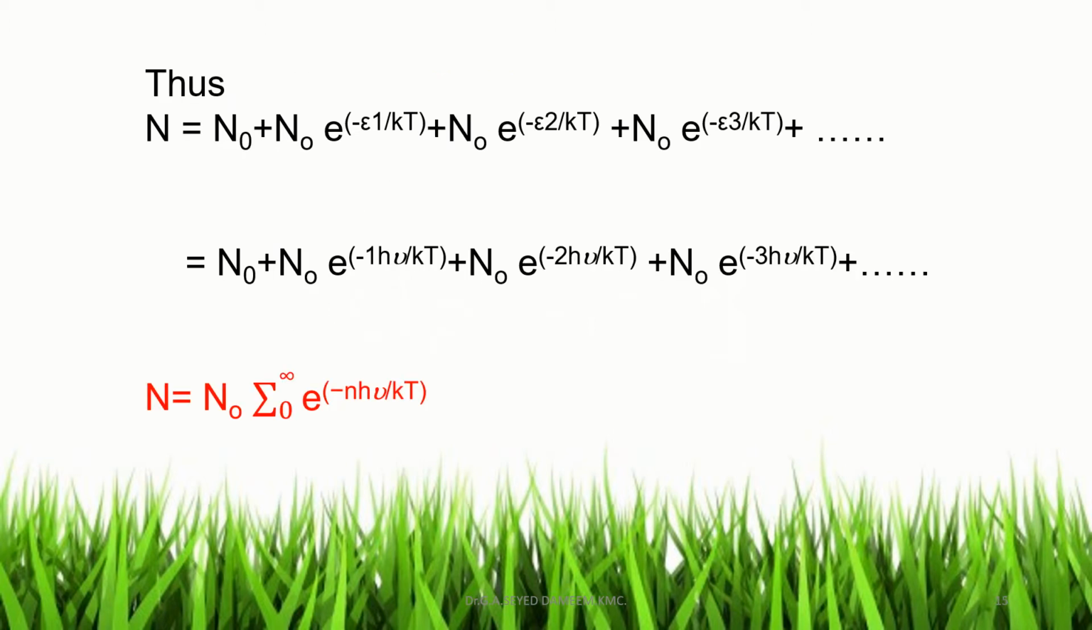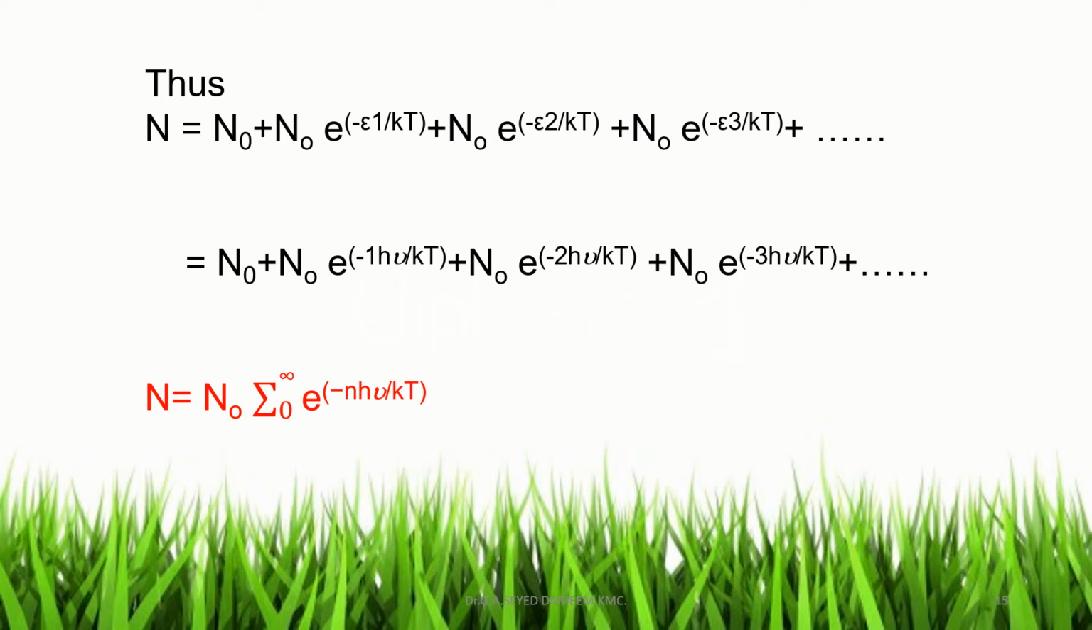So the total number of atoms, oscillators, N, on applying the Boltzmann distribution law, is equal to N0 plus N0 e power minus E1 by kT plus N0 e power minus E2 by kT plus N0 e power minus E3 by kT plus etc. Now that is the value on applying E is equal to h nu.